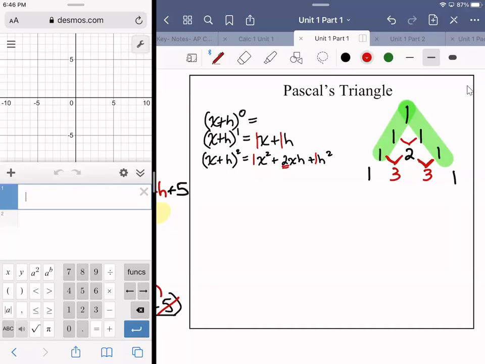Now you can keep adding rows to this, but if we work backwards here, what this is telling me is that the coefficients of x plus h to the third power should be 1, 3, 3, and 1.